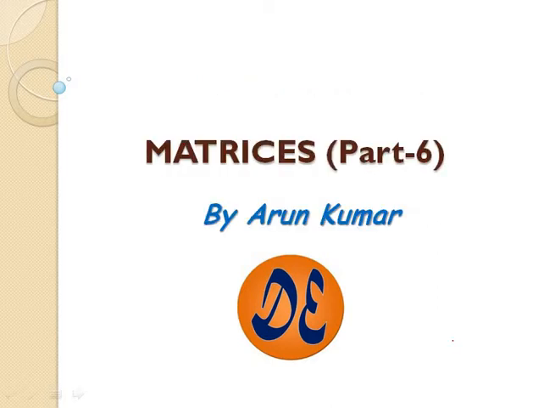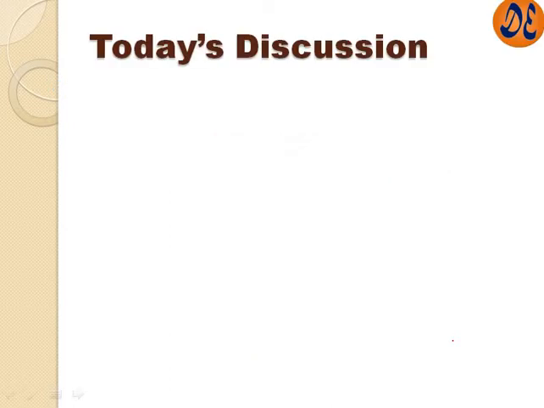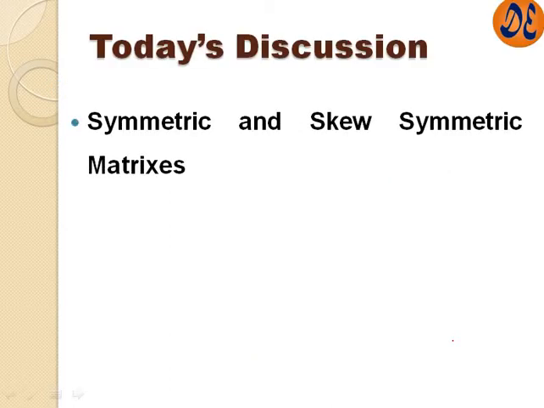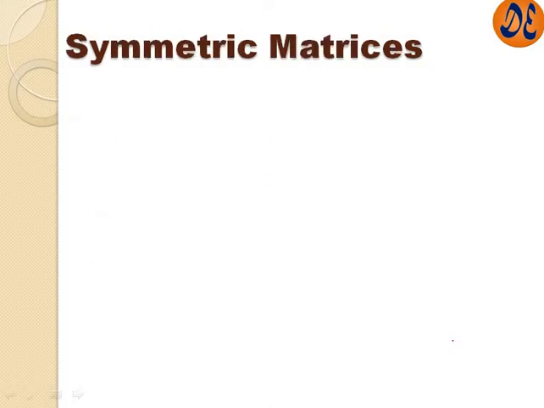So today we will again see the matrix chapter, and today we are going to see part number 6. Let us see what we are going to discuss in part number 6. Today's discussion is symmetric and skew symmetric matrices. We'll also do theorem 1 and theorem 2, which are defined for symmetric and skew symmetric matrices. So let's see first what are symmetric matrices.